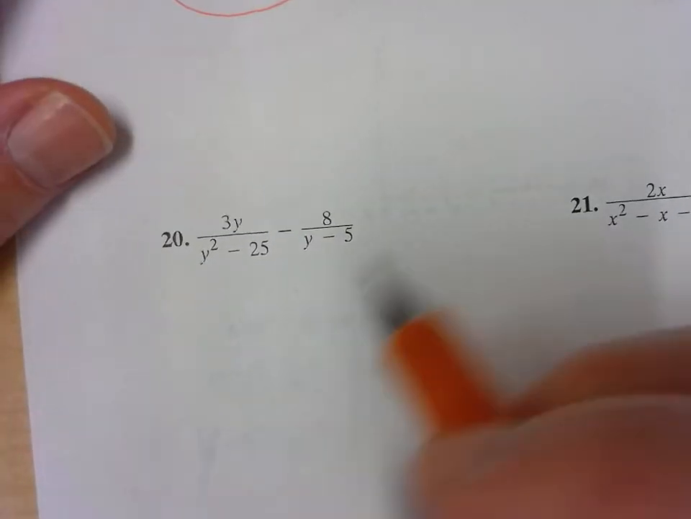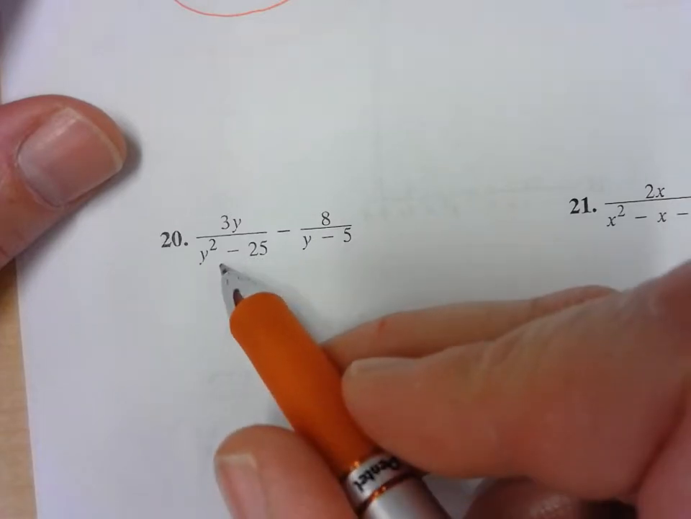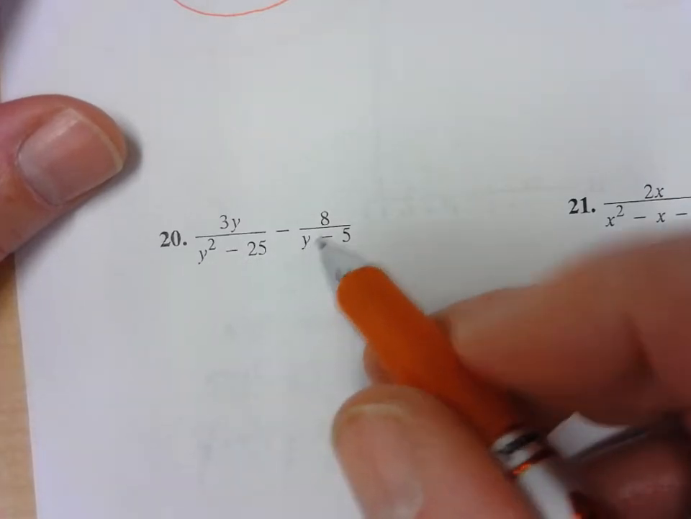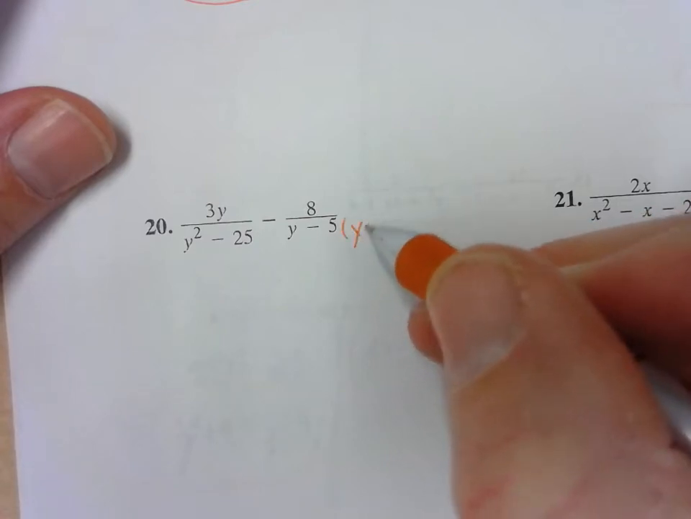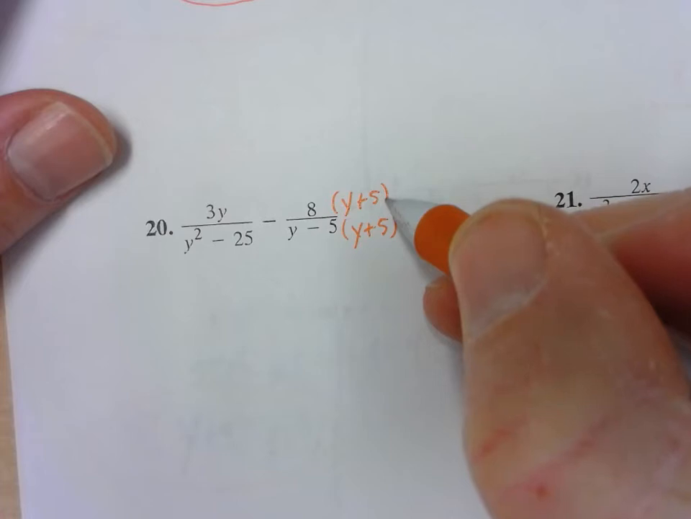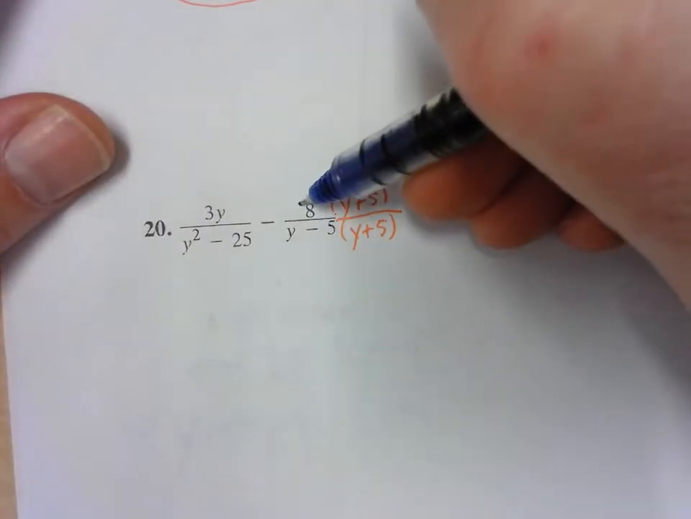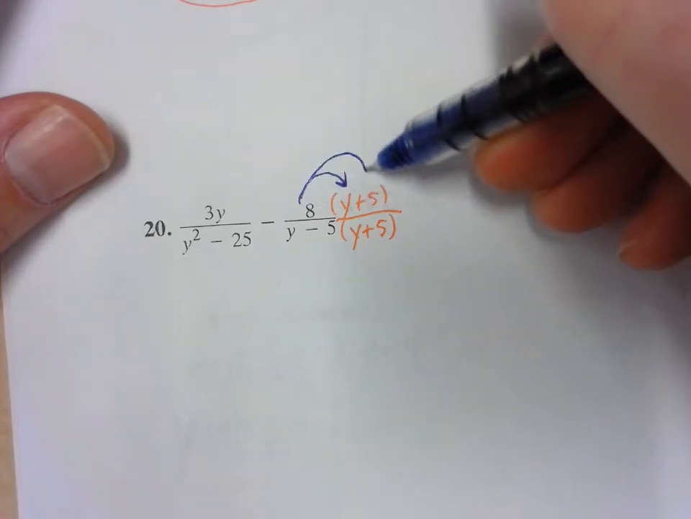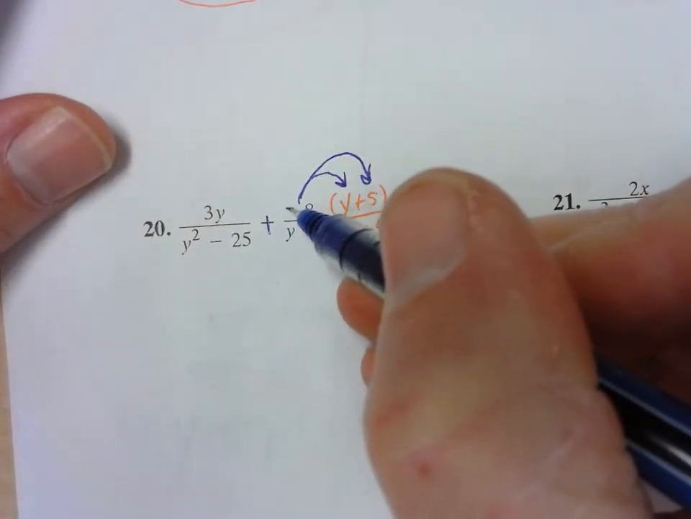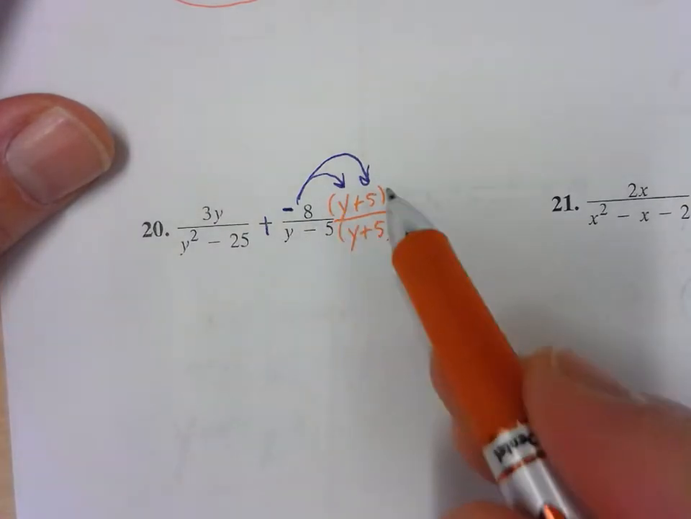Down here, kind of the same thing. This is the difference of two perfect squares, which is y plus 5, y minus 5. This is just y minus 5, so I need y plus 5 to finish it off. Do that in the numerator and the denominator. You have to be very careful with this. You have to distribute the negative 8, so you pretend it's plus negative 8, and that negative has to be distributed because you have to subtract each part.